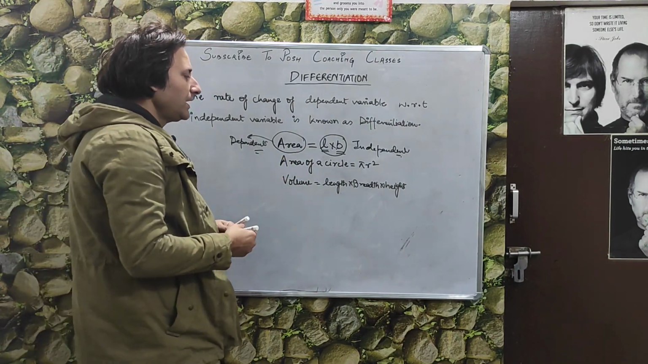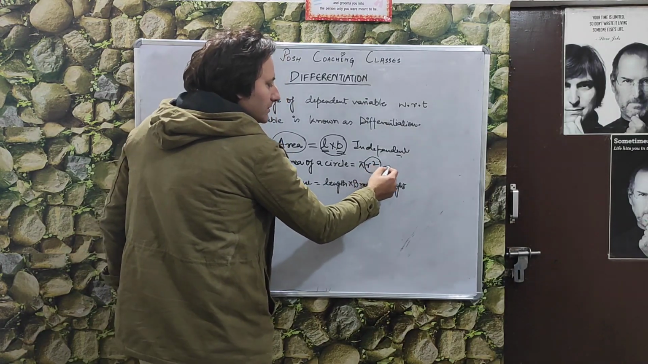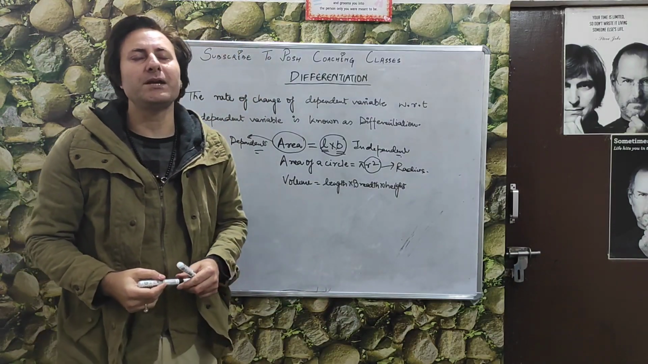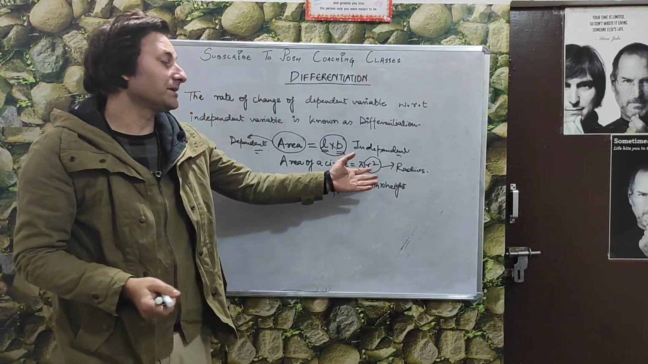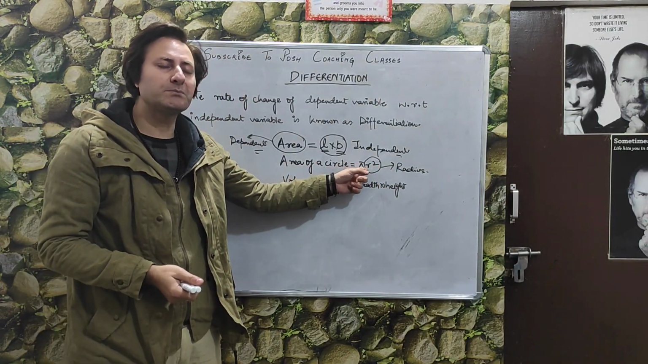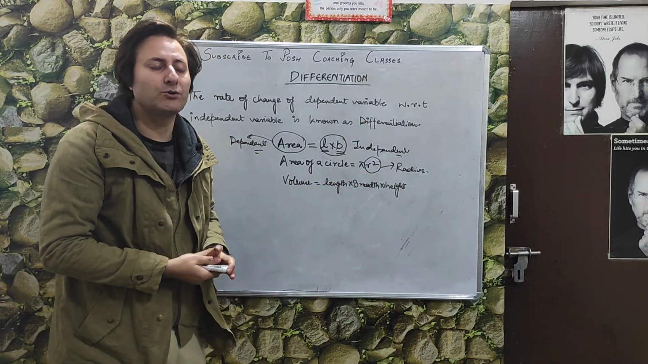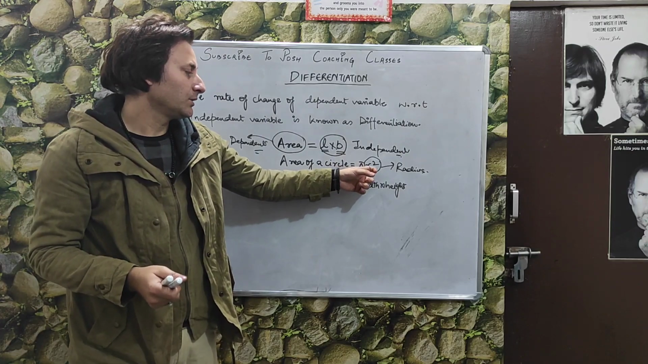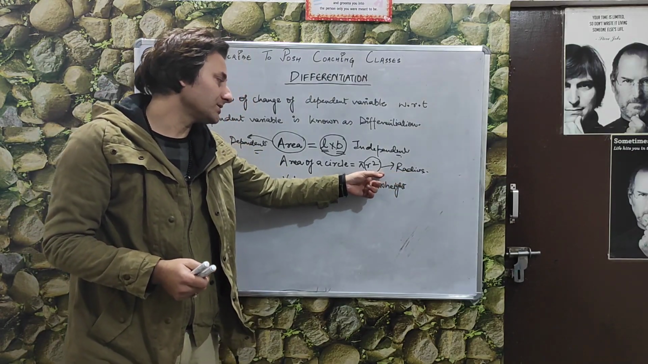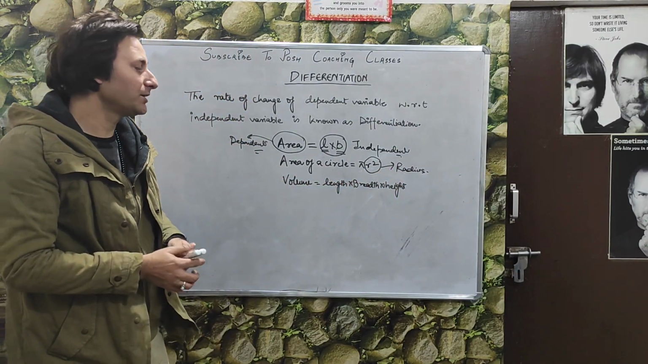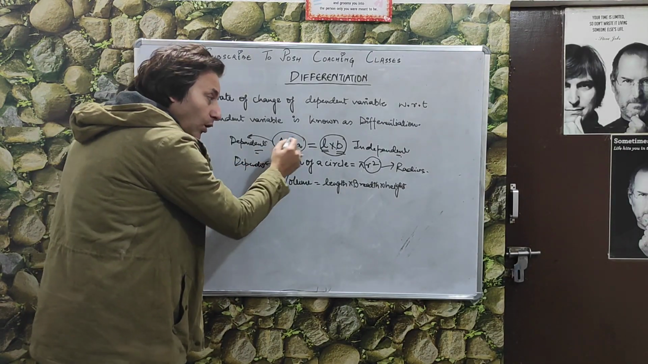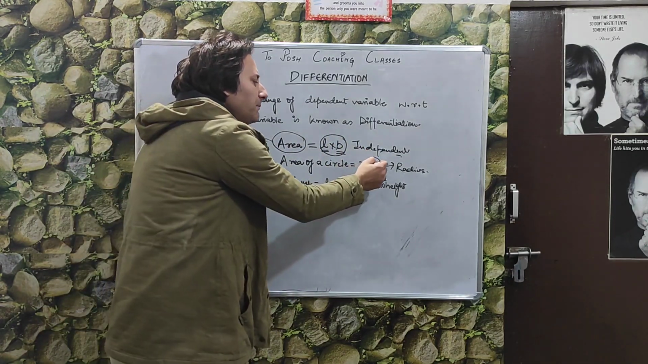The same goes with the area of a circle. This is the radius, and the radius can be anything. It can be in meters, centimeters, or millimeters. The moment this changes, this also changes. Pi is anyway a constant, we know it is 22 upon 7 or 3.14, so leave this. We are talking about the radius. It can be anything, so when this changes, it makes a change here also. So again, this is dependent on the radius, and the radius becomes independent.